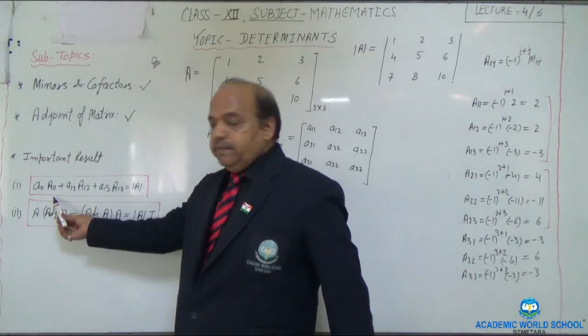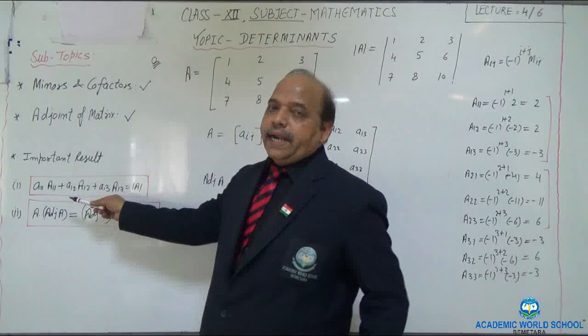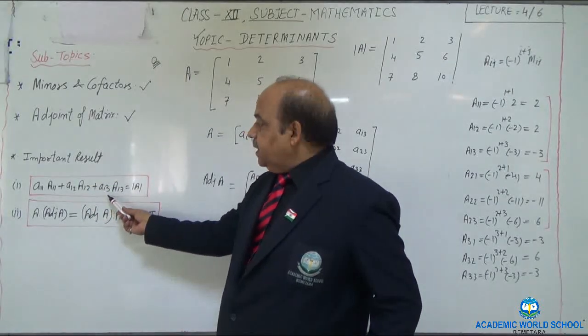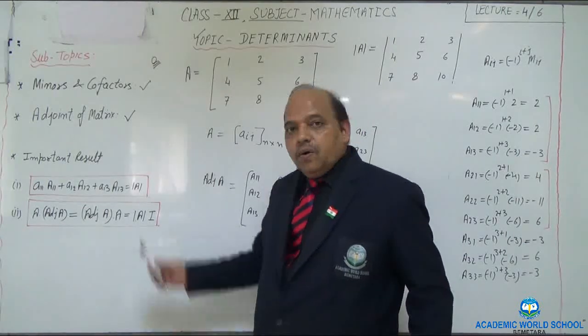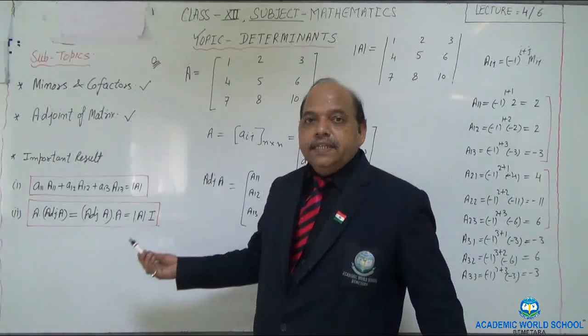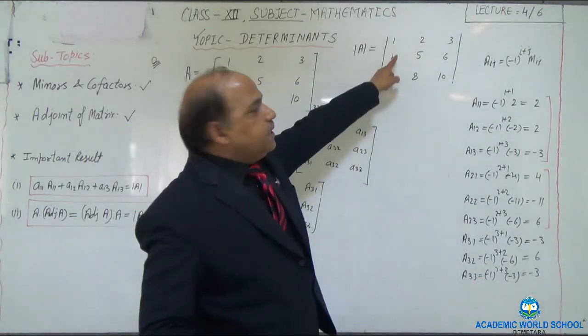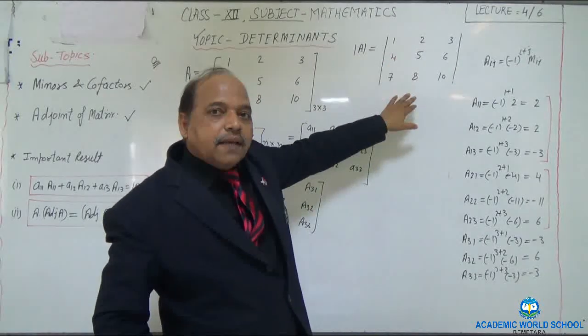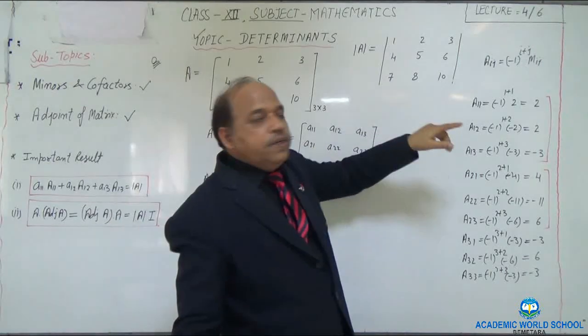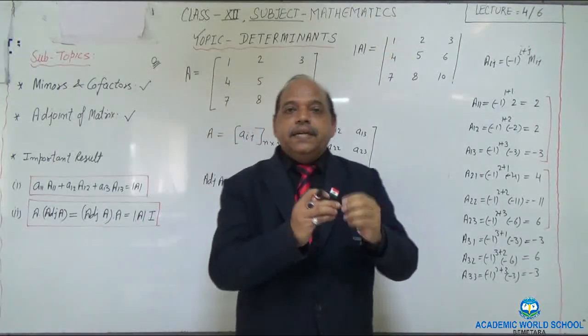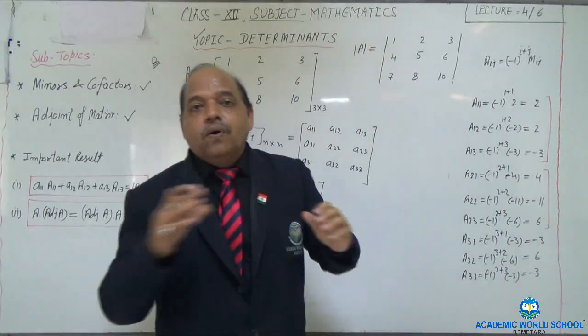A11 cofactor of A11 plus A12 cofactor of this plus A13 cofactor of this equals the determinant. This is the way we expand any determinant. How do we expand if this is a given determinant? If you are asked to find the value of this, what do we do? Simply, we expand it along any row or any column.